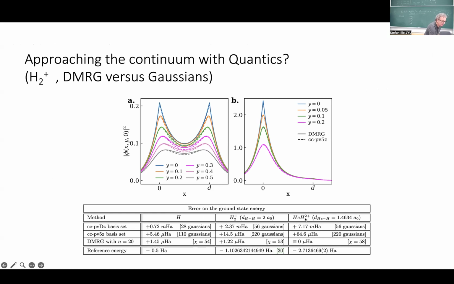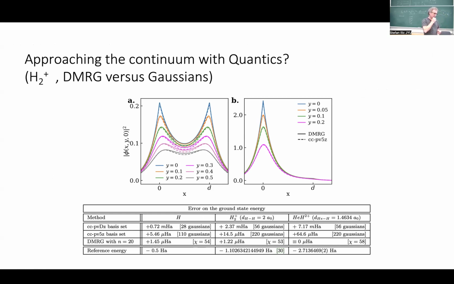For helium H2 plus, the error is even larger. And this is the reference calculation. We couldn't find anything, so we got at least 1 or 2 digits more than they could get. We consider that we now have the reference calculation.